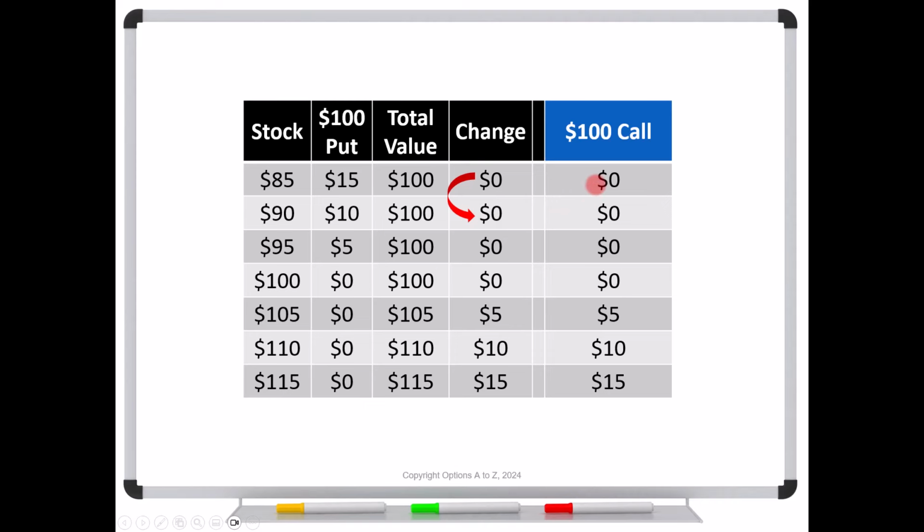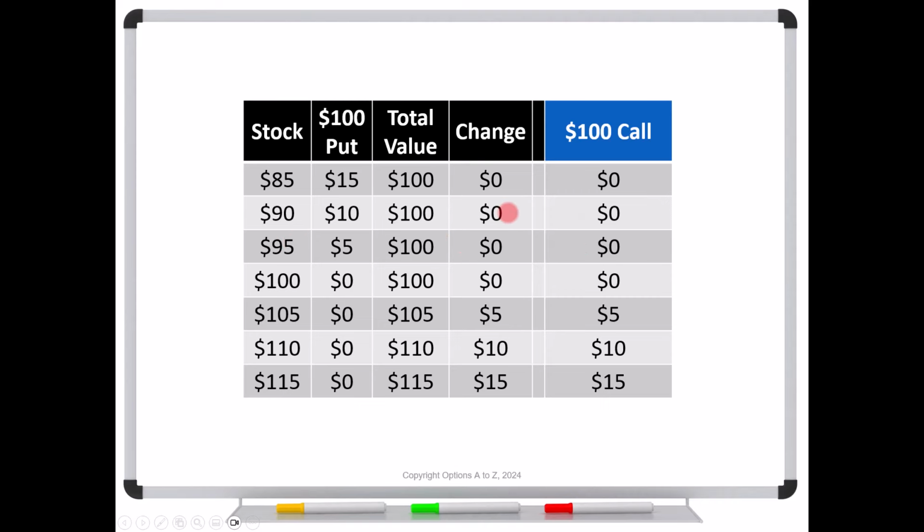What happened to the $100 call? It was worthless here with the stock at 85. It's still worthless. That's a $0 change. It didn't change. Still worthless. But what would happen if we looked at, let's say, the next set? Stock goes from 90 to 95. Well, this person's portfolio is worth 100. It's worth 100 at 95. So the change in those two is 0. The change in the call, 0. The call expires worthless with the stock at 90 or the stock at 95.